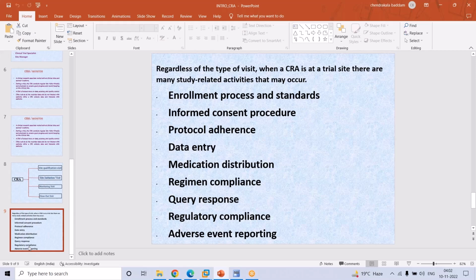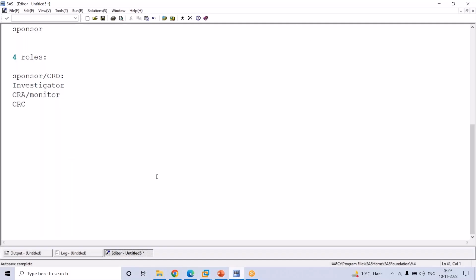In the next class, I'm going to explain each of these details: the process of enrollment, protocol adherence, all this terminology, and in each step, what exactly the CRA checks. I'm going to show you this in the next class. So this is the main role of the CRA.